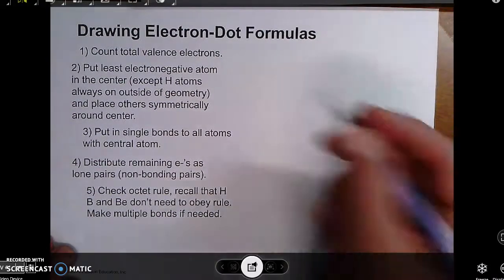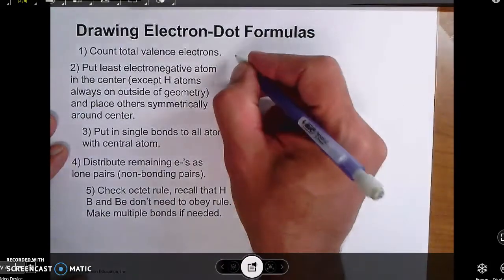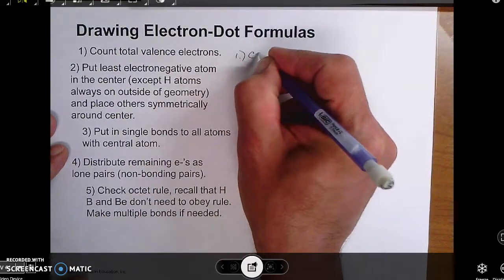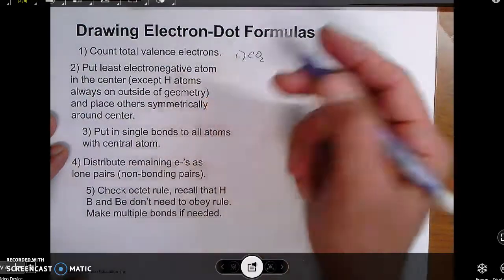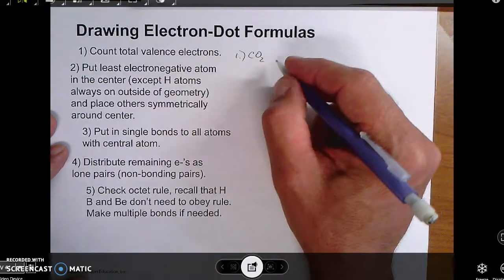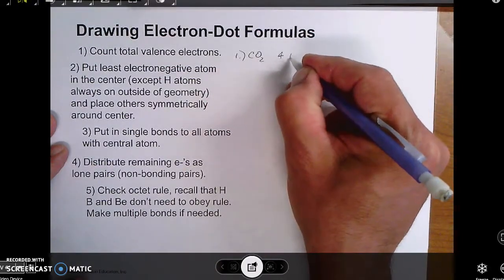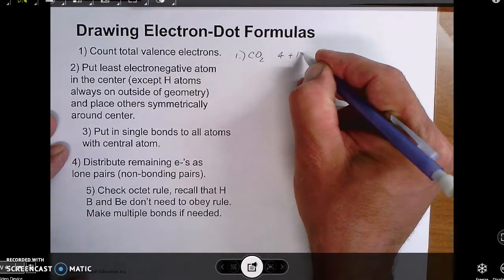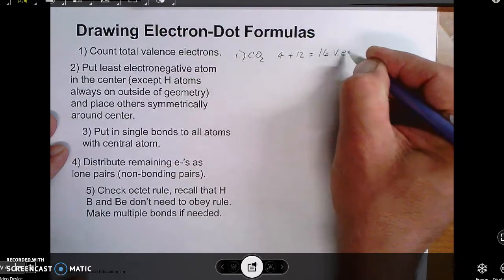Okay, let's go ahead and take a look at our first example. Let's try CO2, carbon dioxide. So according to this first step in my recipe, you add up the number of valence electrons. Carbon has 4, oxygen has 6, and there's 2 of them. That's 12 for a total of 16 valence electrons.